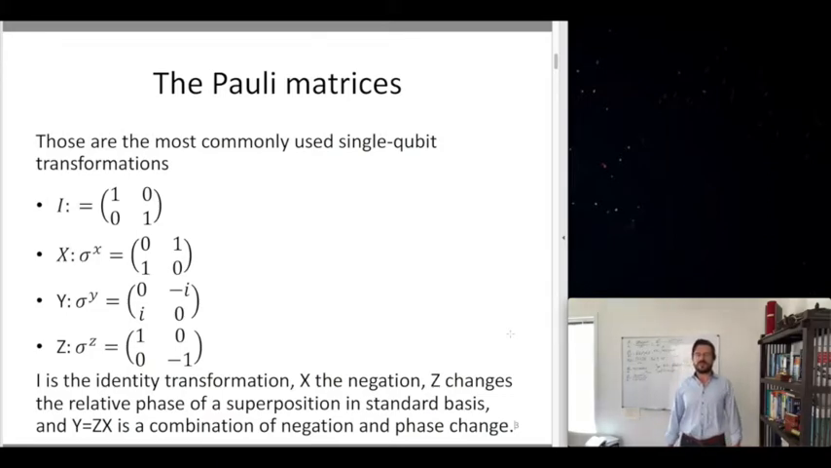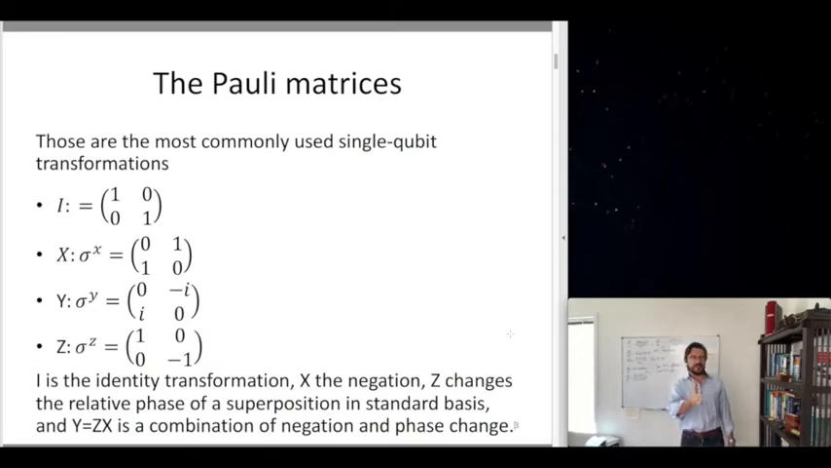We have Z, which changes the relative phase of a superposition in the standard basis. The standard basis is 0 and 1, and then maybe you have a superposition state, 1 over the square root of 2 times 0 plus 1. Z will make 0 minus 1 out of that. So it changes the relative phase. The relative phase change matters. It is a different state then.